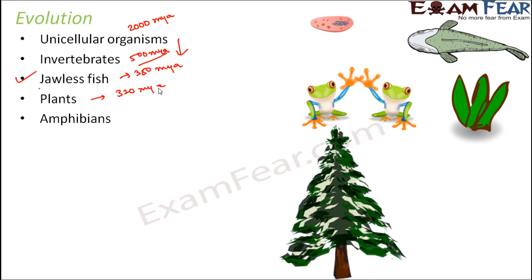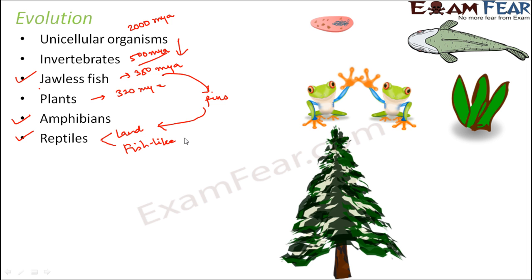As I said, these jawless fishes later had fins and all, and those jawless fishes with fins later evolved into amphibians. That is, those organisms were able to live both on land and water. And these amphibians again over a period of time evolved into reptiles. In those days, there were two types of reptiles. Some of them were the land reptiles and some of them were the fish-like reptiles, which used to live in water.